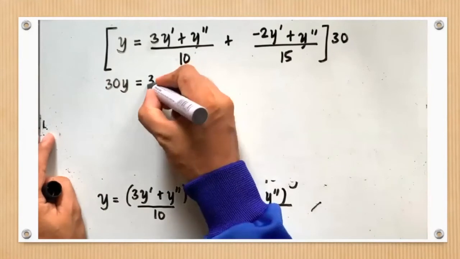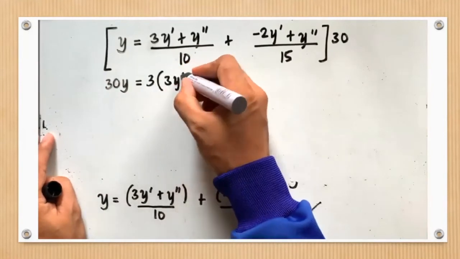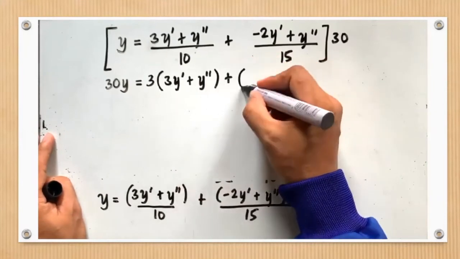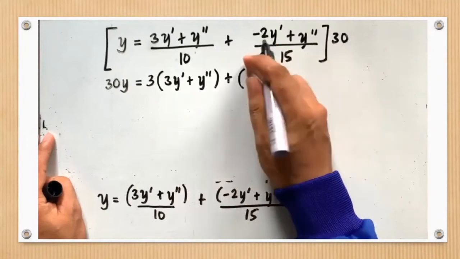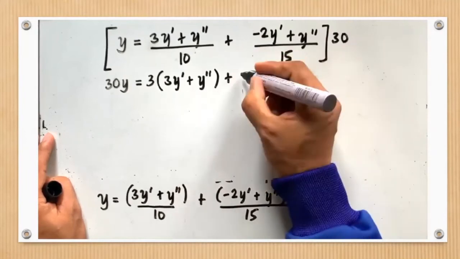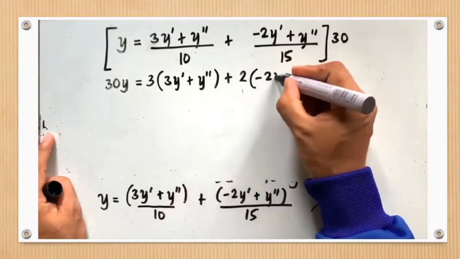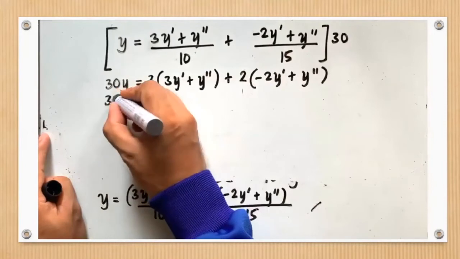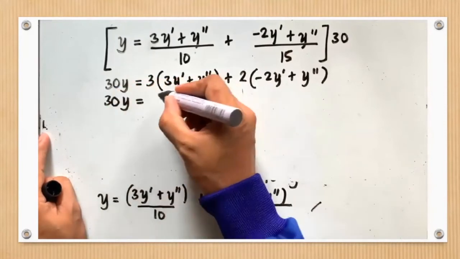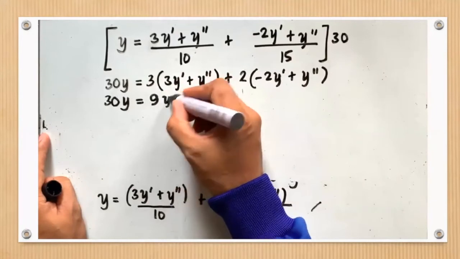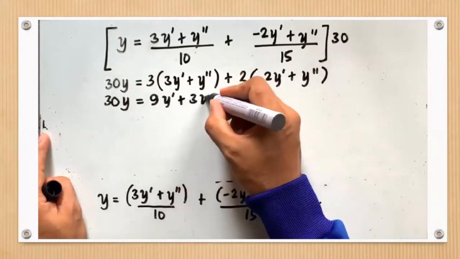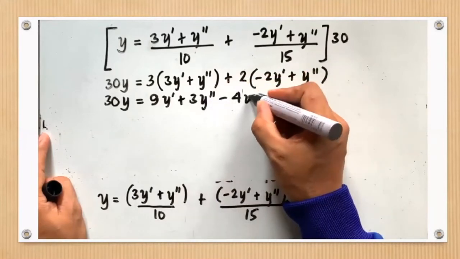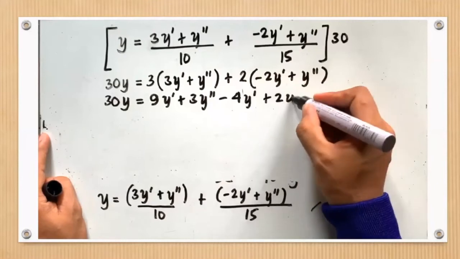So you have 3 times 3y prime plus y double prime plus, again, 30 divided by 15 is 2 times minus 2y prime plus y double prime. Okay, so we distribute yung 3 and 2 dun sa first and second terms. So 3 times 3 is 9y prime, 3 times y double prime is 3y double prime, plus 2 times negative 2 is minus 4y prime. 2 times y double prime is 2y double prime.